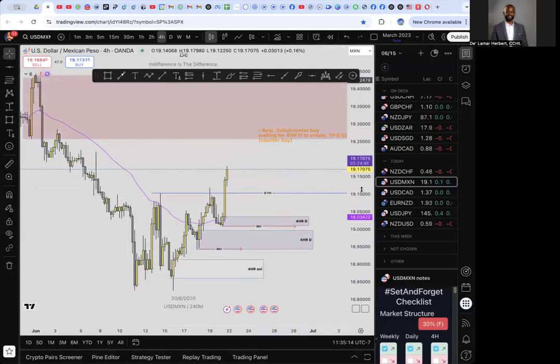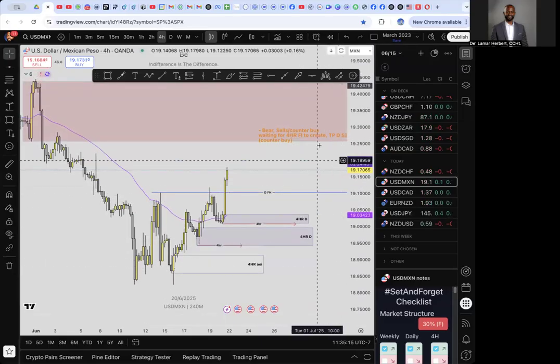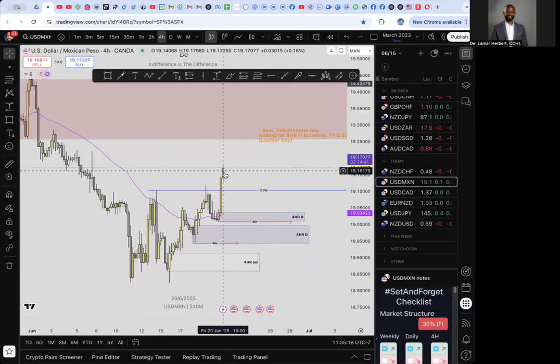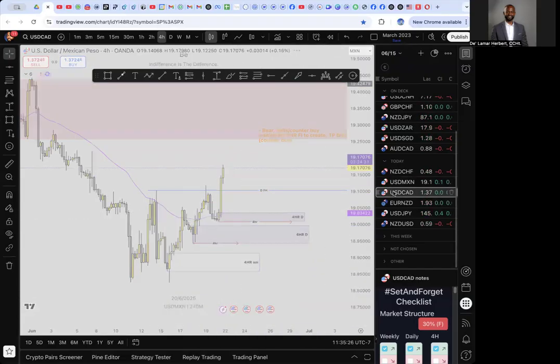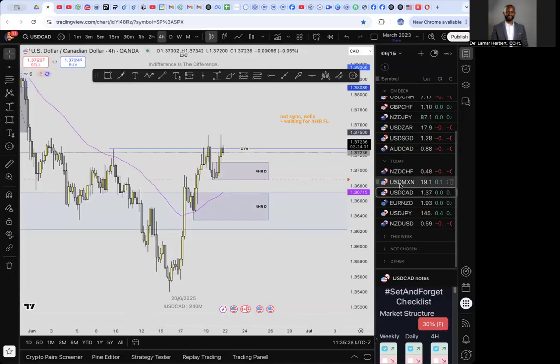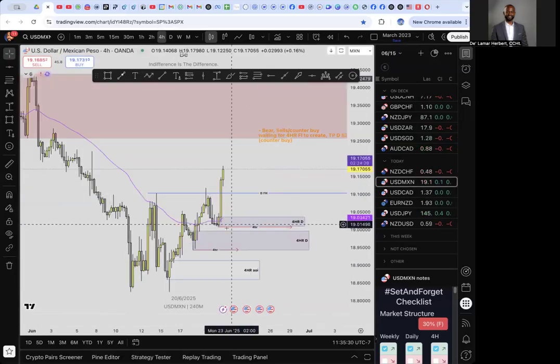Next, we have USD MXN. We are waiting for a first low for the 4 hour. But then we also have a demand zone, just like USD CAD, pretty much the same setup. We have a demand zone, but right underneath that, we have a first low that we can just take and tap into that premium demand zone.